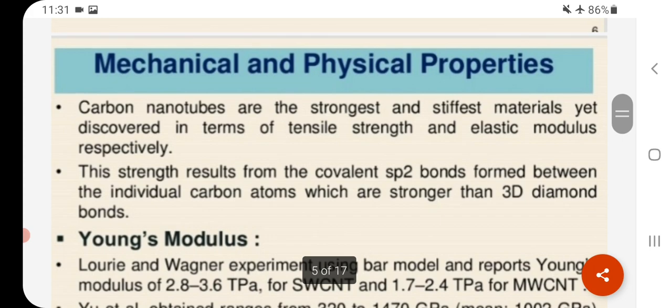Next, properties of carbon nanotubes. First, mechanical and physical properties of carbon nanotubes. Carbon nanotubes are the strongest and stiffest materials discovered in terms of tensile strength and elastic modulus respectively. This strength results from the covalent sp2 bonds formed between the individual carbon atoms, which are stronger than 3D diamond.